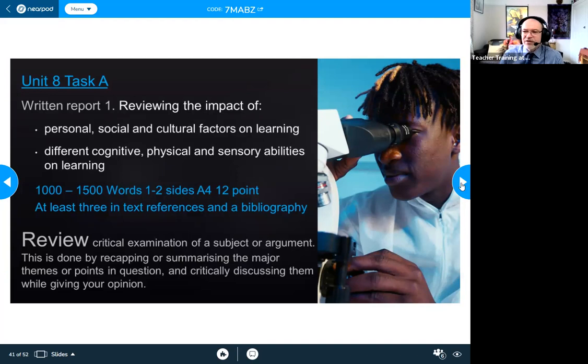So the key term here in the assessment is the word review. It says review the impact of. So what does that actually mean? Well, breaking it down, it's a critical examination of the subject. So a summary of what the impact might be, and if you've got an example that you can relate to, then to bring that into play.